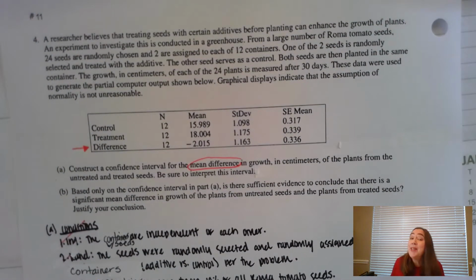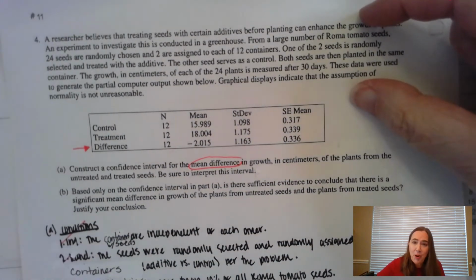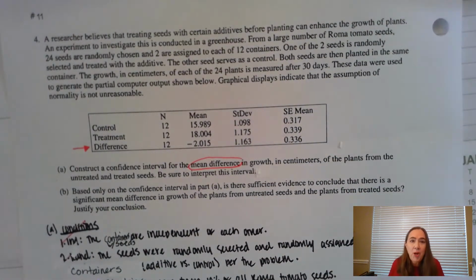This FRQ is another matched pair scenario. You have to read the problem carefully, especially the big text part, and then reading the question gives you another clue. Let me summarize. We have a bunch of seeds, divided into pairs, and one seed is treated with additive and the other is the control seed. They're planted together into the same container, of which we have 12. So we have random assignment into the treatment group of additive and control.